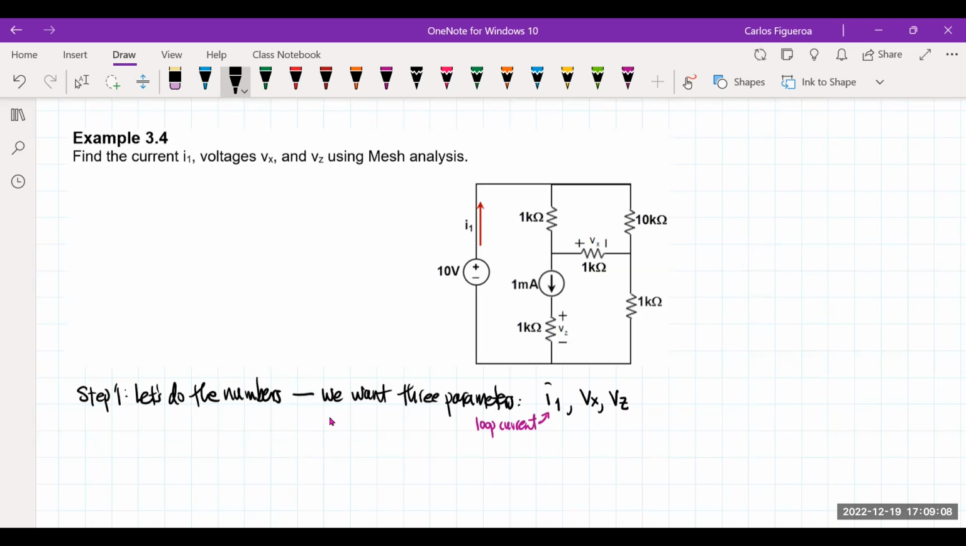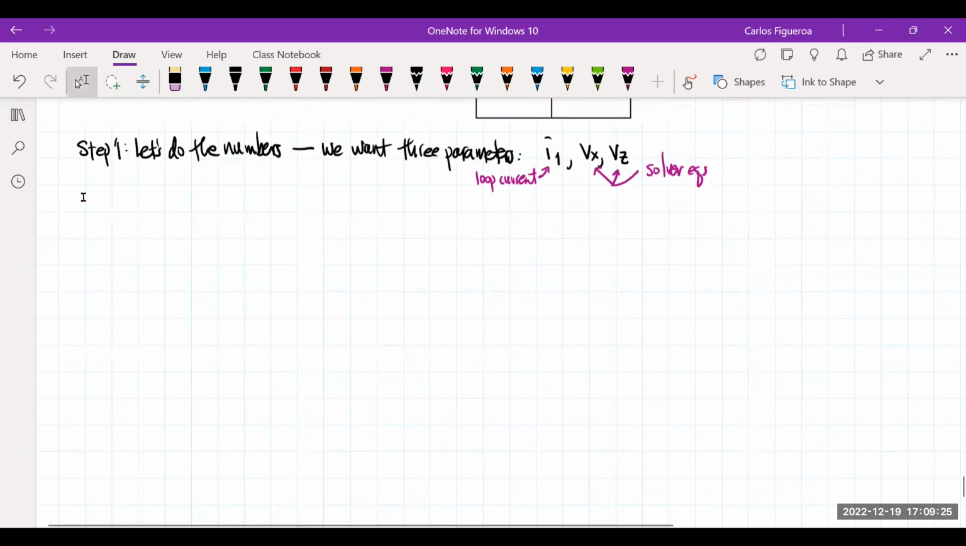So when I look at this scenario here, what I'm really saying is that I want to solve equations for these guys. So let's go look at the numbers and then see what we have.